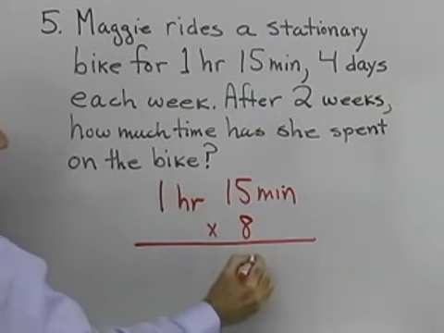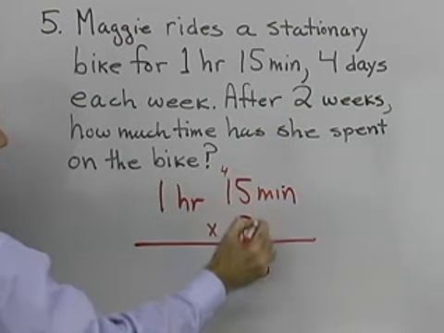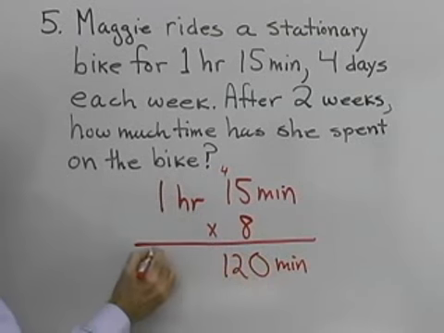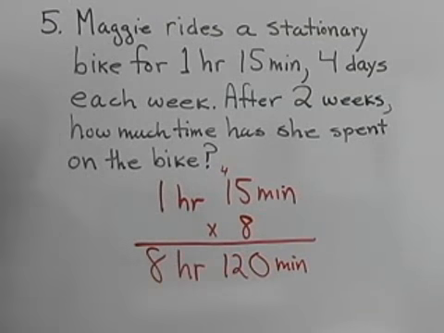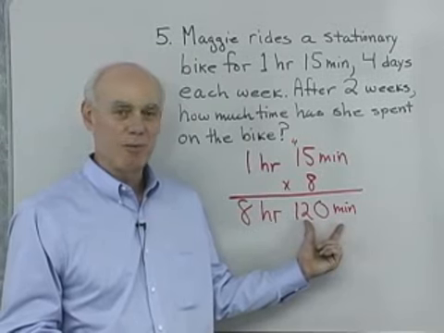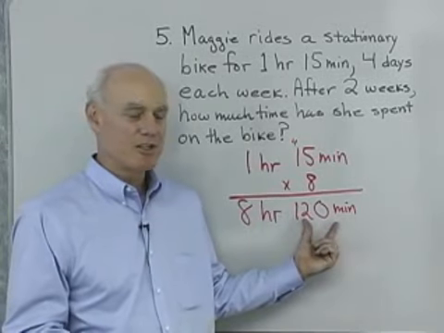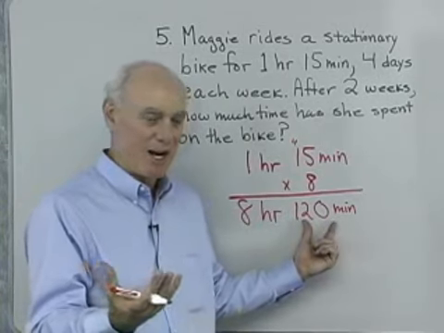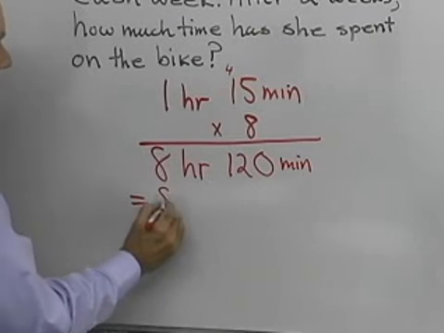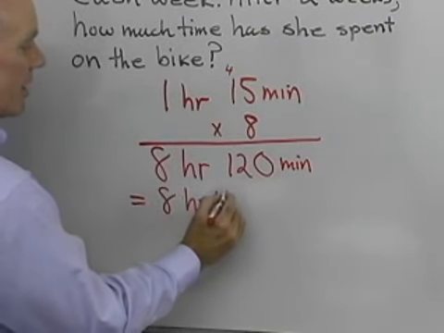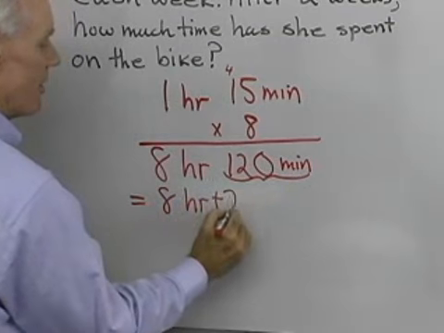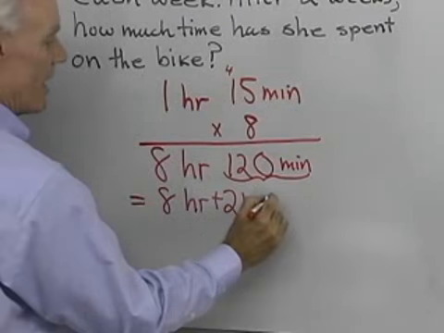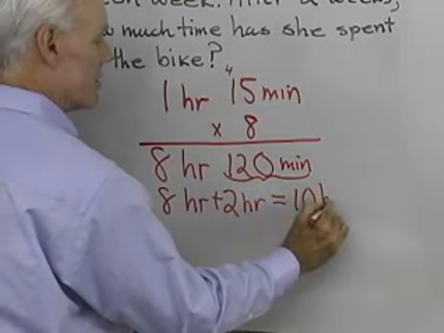Okay, 8 times 15, let's see, 8 times 5 is 40, so that's 120 minutes. And then 8 times 1 hour is 8 hours. Okay, so I have 8 hours plus 120 minutes. Well, I know there's 60 minutes in every hour, so 120 minutes must be another 2 hours. So this is 8 hours plus this is 2 hours. Now I have the same units here, so 8 hours plus 2 hours is going to give me 10 hours.